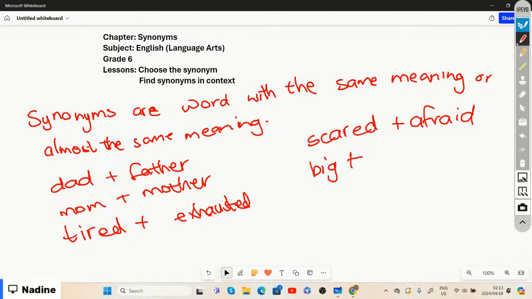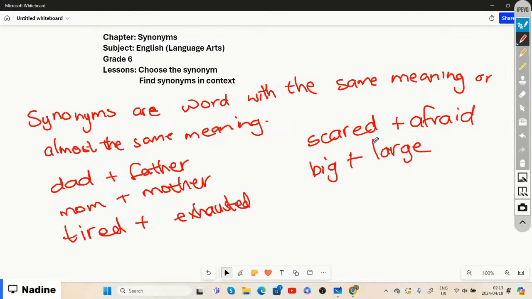All right. And if we were to choose a word that is the same as big, we can say it is large, right? So we can say it is either big or it is large, or you can maybe say it is huge, right? But big, large, huge, those are basically words with the same meaning or almost the same meaning.